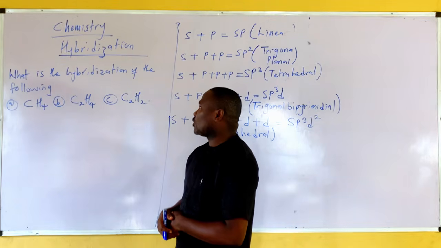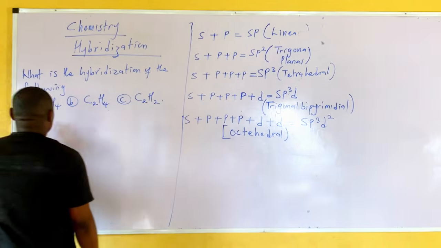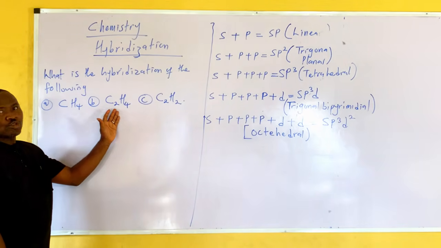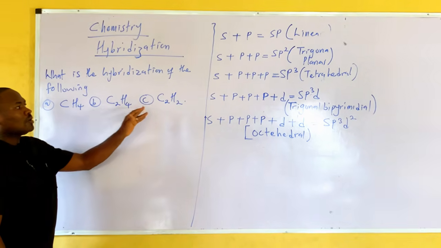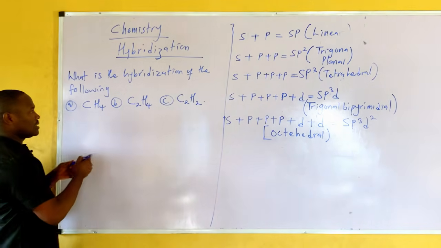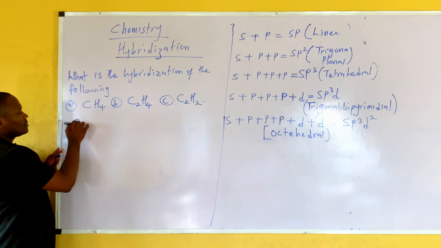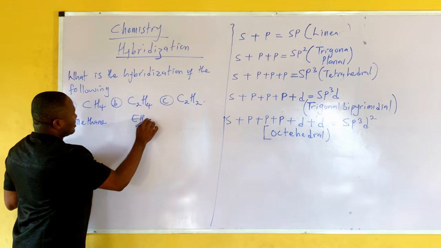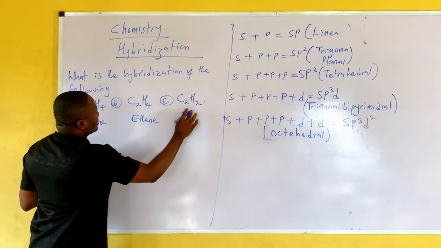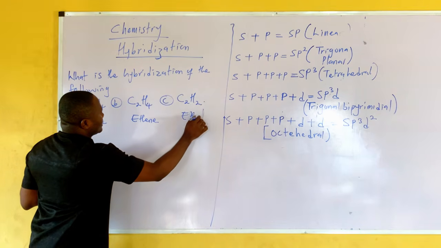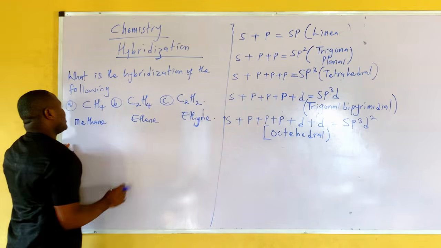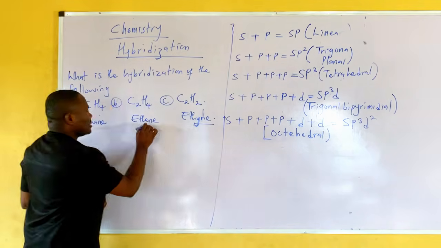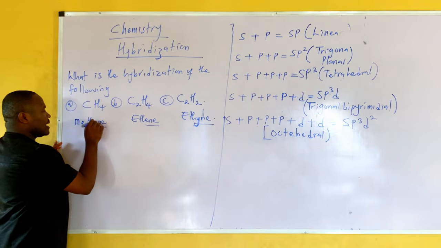What is the hybridization of the following? Now, this is CH4, methane. This is C2H2, ethyne, while this is ethene. Now look at this. This is methane, this is ethyne, and this is ethene. This is the yne, this is the ene, and this is the ane.